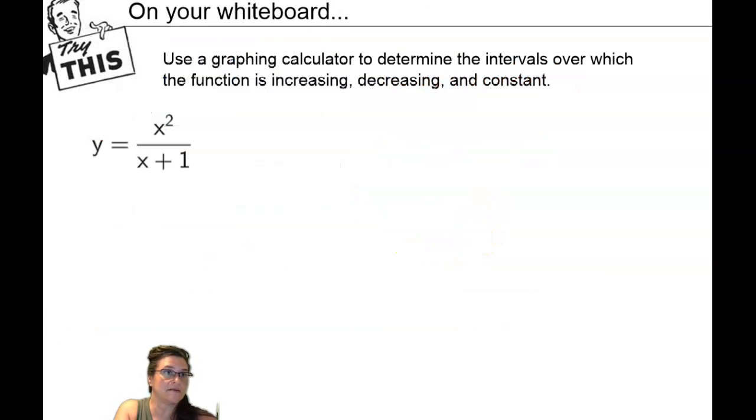Okay. And if you would try this example, this is another rational function. You're going to use graphing technology to sketch the graph and then determine if the function is increasing, decreasing, and or constant, and over what intervals. So go ahead and pause the video, and when you're ready to check your answers, you can resume.